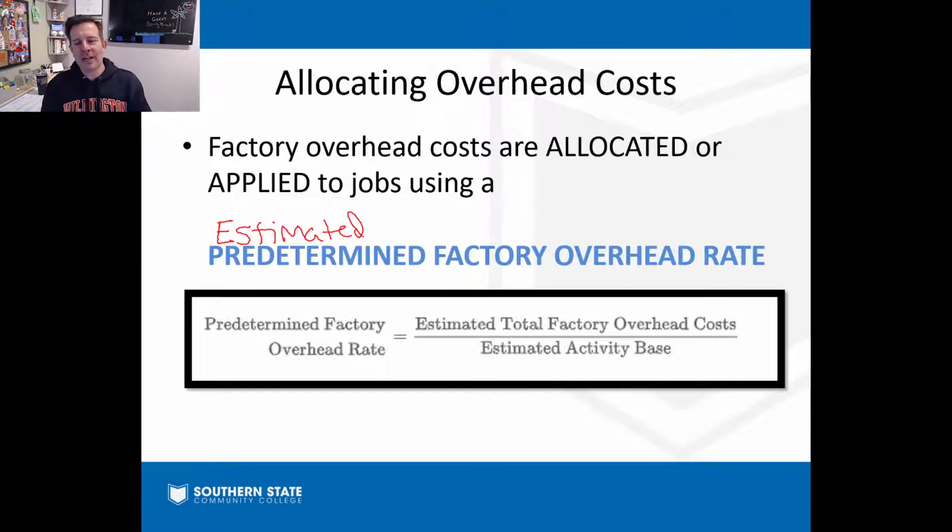Instead of predetermined, I estimated factory overhead rate. Okay? And the way we come up with that is we take the estimated total factory overhead cost and we divide it by that estimated driver, or that estimated activity base. So you see why I like the word estimated there? Because the formula, literally the calculation, is based on estimates. So why not just call it estimated factory overhead rate instead of coming up with some predetermined word?